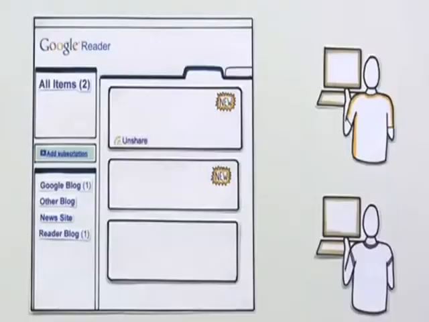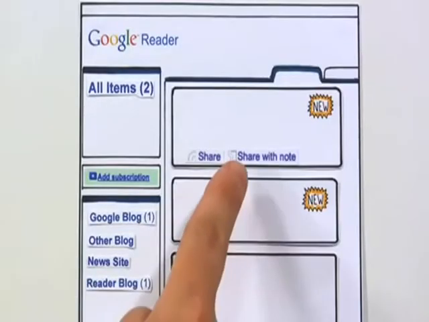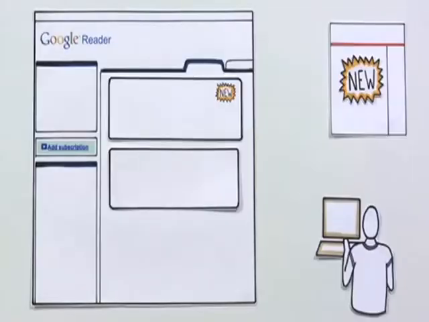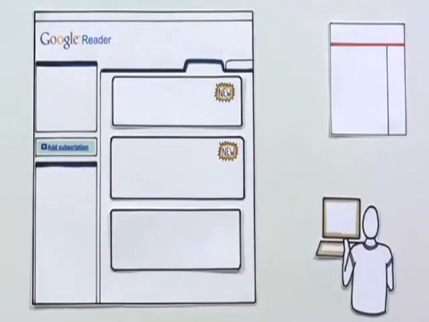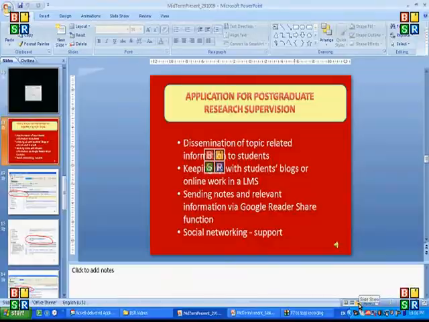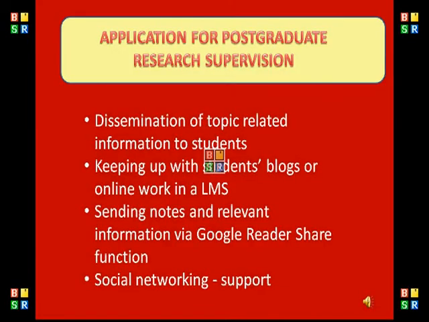Clicking Share makes it easy for your friends to see what you find interesting, and you can even add notes to these items. Also, you can see what items your friends have shared with you right from Reader. Google Reader makes new content from your favorite sites efficient to read and easy to share. Get started at google.com/reader.